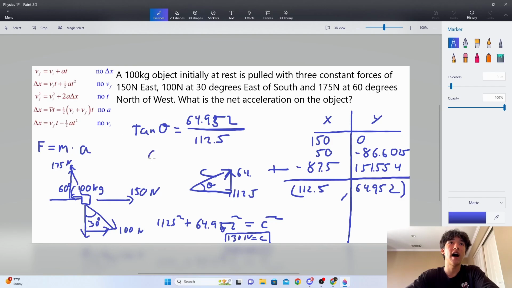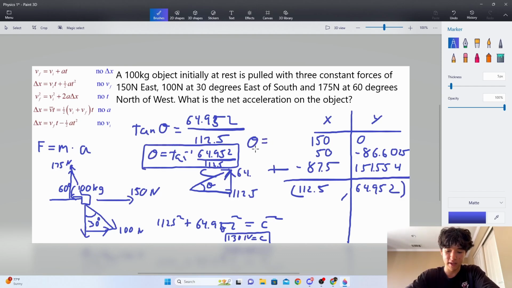Now, to isolate this theta and get the actual angle, we're going to use inverse tangent of 64.952 over 112.5, and you guys should be able to see this button on your calculator. You might have to use the second button. Hit the second button and then hit tangent. And then that's how you find theta. So our theta ends up being equal to 30 degrees.